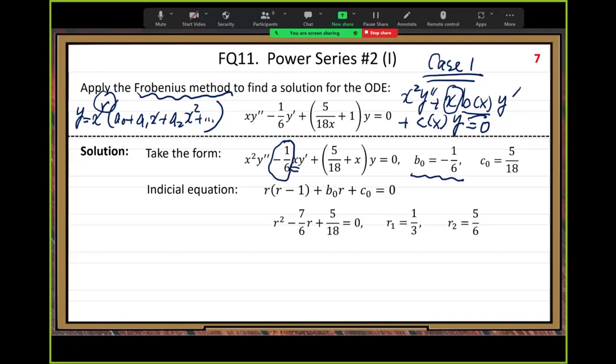Then, look at this title. Find a solution. I do not need you to find all solutions, right? Just give me 1 solution. Then it's good enough. How about we take R1? We don't need to calculate R2.